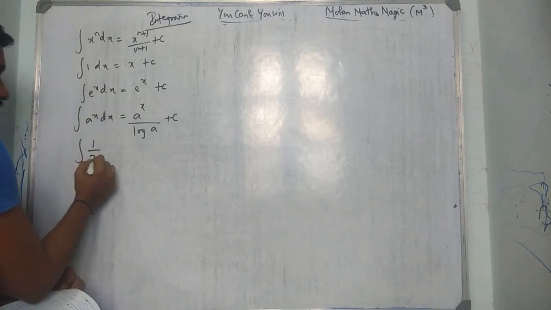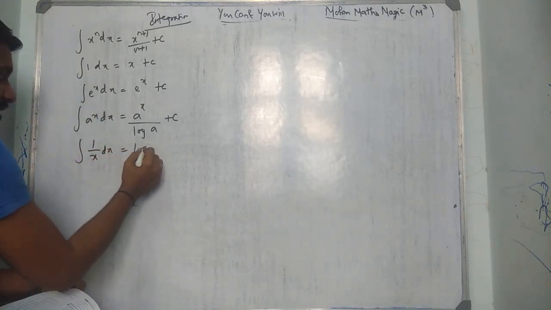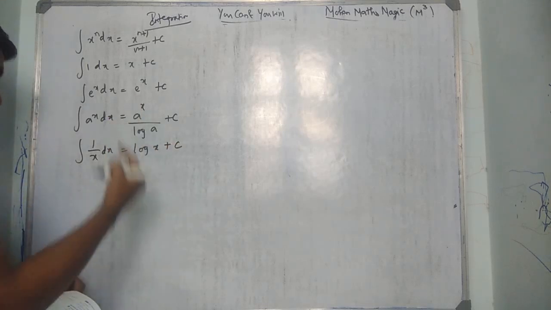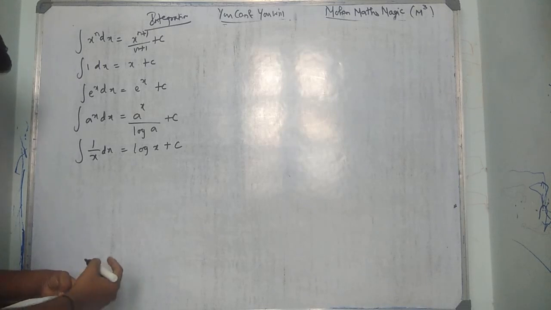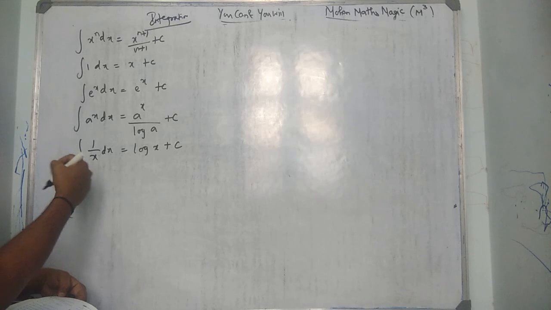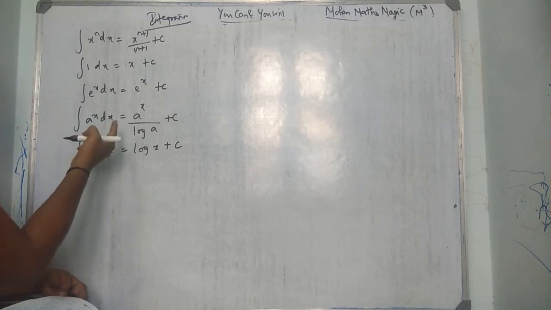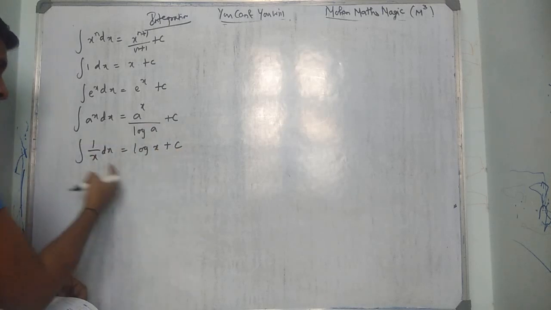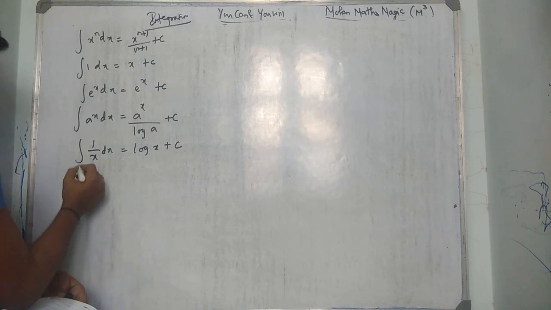And next one, 1 upon x integrate, you will get log x. This is base c, okay. These all are base c, but I have written out plus c. So this is a very peculiar case. You will ask me, say x power minus 1, sir. X power minus 1 you will get x power minus 1 plus 1 upon minus 1 plus 1. You will get infinite. So this is a peculiar case, 1 upon x.